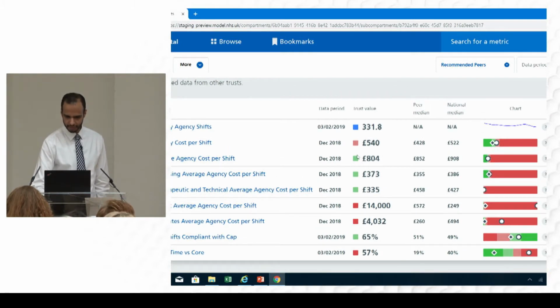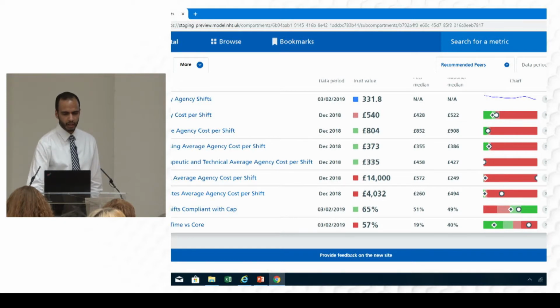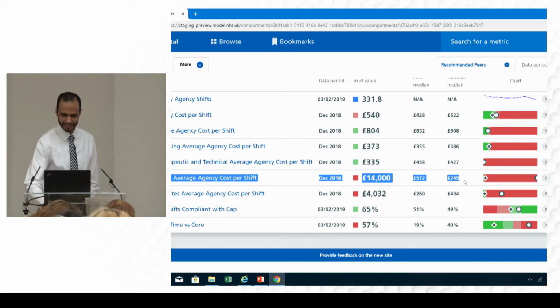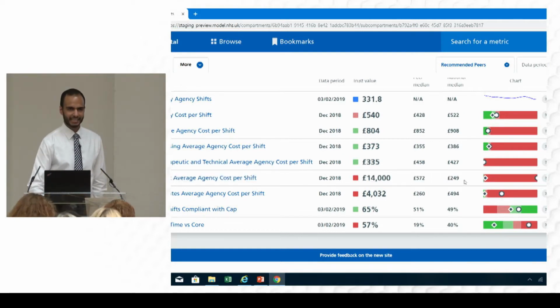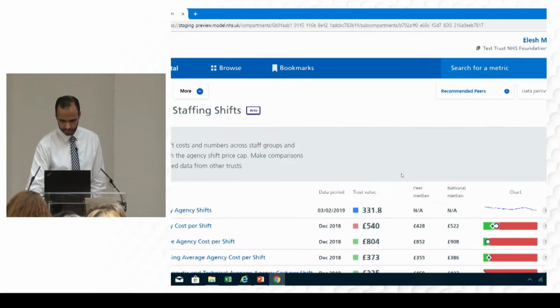Just be mindful of some of the figures that are on here. Like I said, because we use a combination of the finance data and the agency data, you can end up with odd numbers like that, where the finance data seems to suggest that you're spending lots and lots of money, but the shift data has very little data in it. So just make sure you're triangulating some of that with your local teams as well.